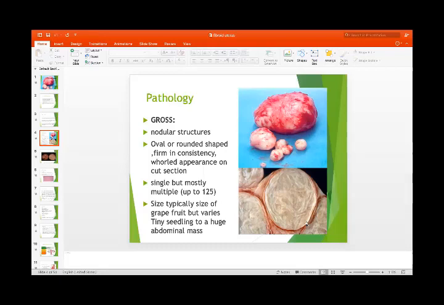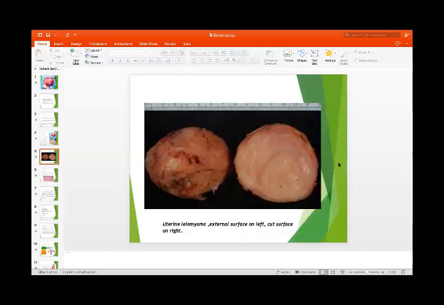The size is typically variable. It may start from a peanut or it may go up to the size of a huge abdominal mass. So the size is variable. This is also a fibroid uterus, which is rounded, globular, firm in consistency, and the cut section shows a whorled appearance. You can see this whorled appearance is due to the muscular fibers.